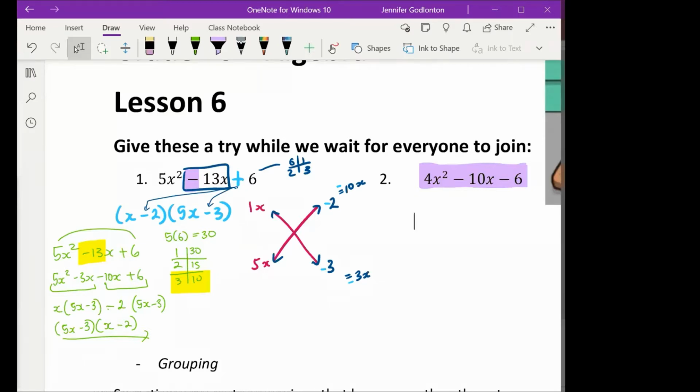Ma'am? Yes. Now that it's both negatives, does that mean my brackets have to be negatives as well? No, because this is a negative over here, it means that I'm going to have one positive and one negative. Okay, ma'am. Okay.